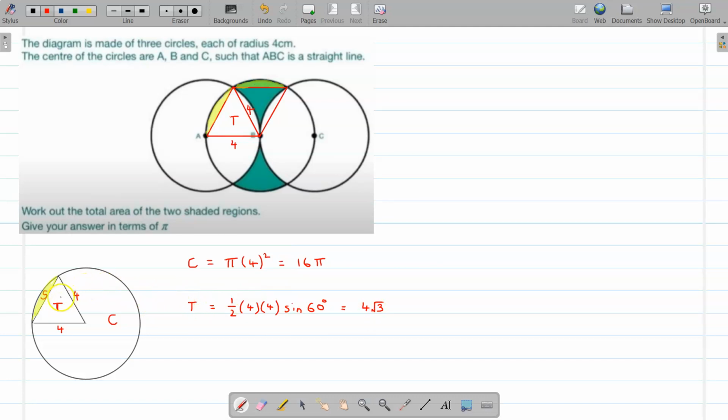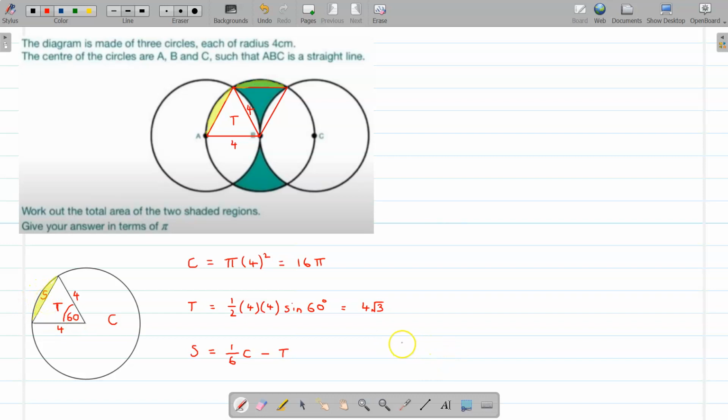And we then have the segment S. Now, the segment S can be made of the sector, which is 1/6 of the area of the circle. If I put the 60 degrees in there, you can see that that's 1/6 of a total circle of radius 4. So the sector area is 1/6 of the circle C, minus the triangle T. And that would give us the yellow bit that's left over there, you see.